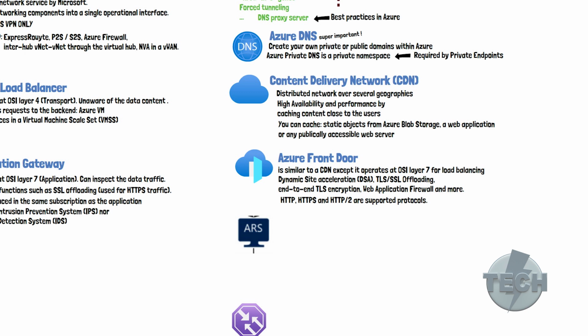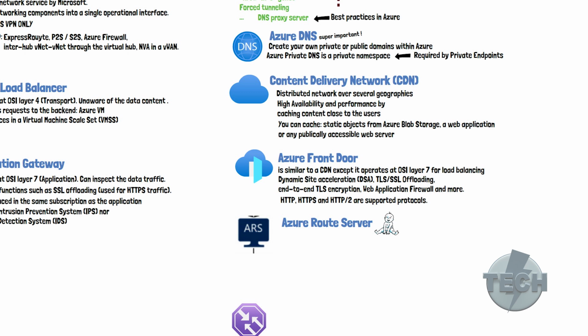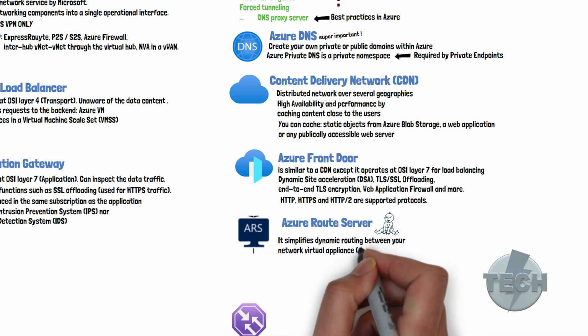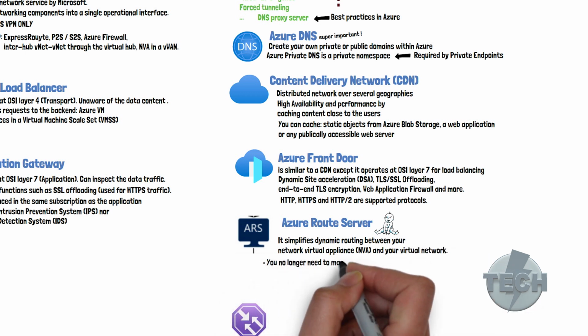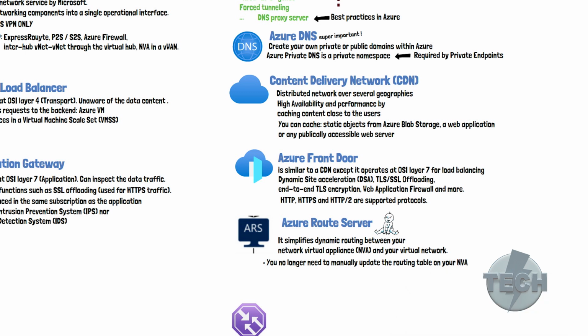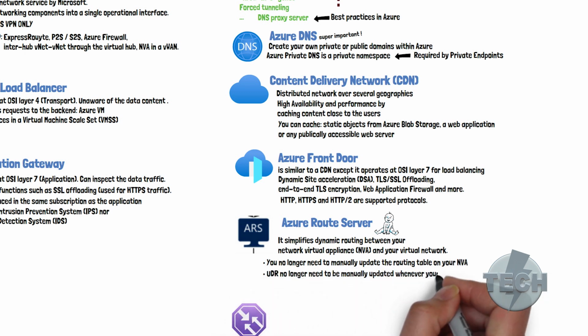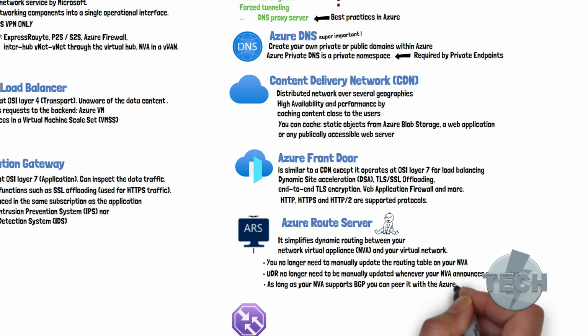Azure Route Server. This is the new kid on the block. It simplifies dynamic routing between your network virtual appliance, NVA, and your actual virtual network. You no longer need to manually update the routing table in your NVA. UDRs no longer need to be manually updated whenever your NVA announces new routes. As long as your NVA supports BGP, you can pair it with the Azure Route Server.